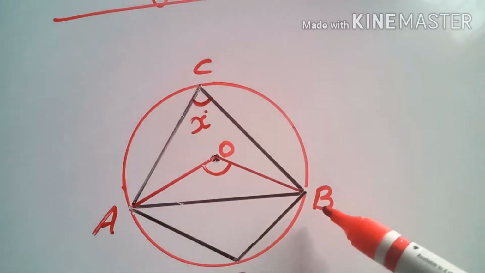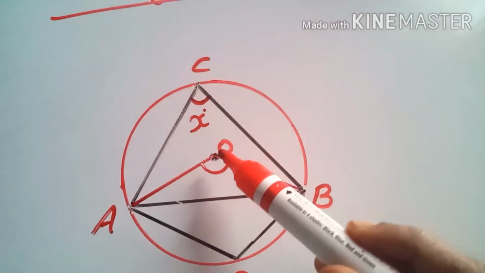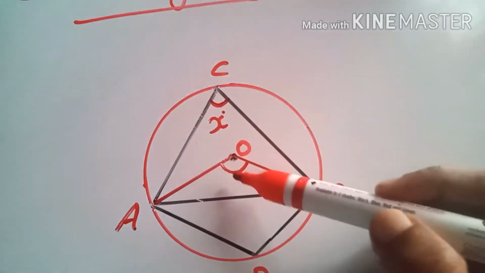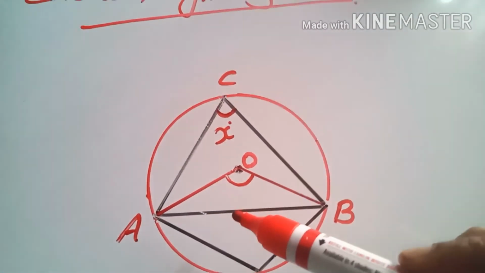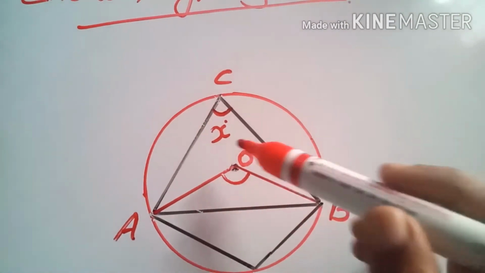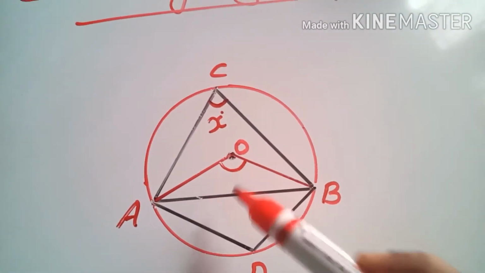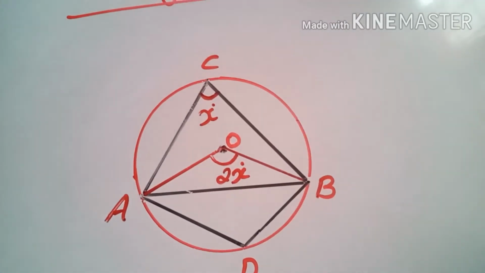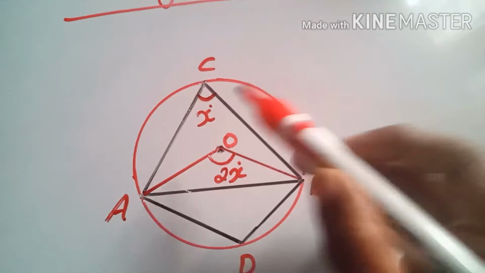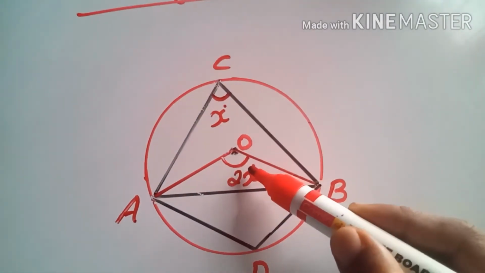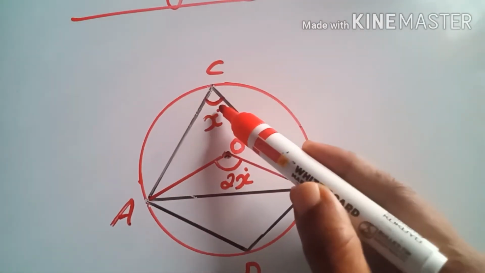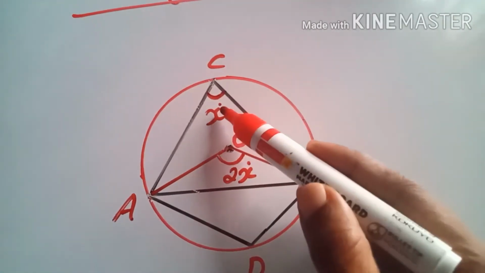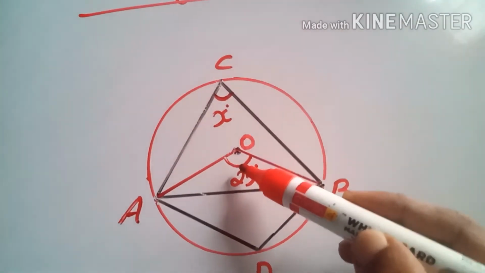The same endpoints of the chord can be joined to the center also, then we will get one angle. The relation between these two angles is a half and double relation. That means if this is x degree, this will be 2x degree. That means if this is 30 degree, this will be 30 into 2, that is 60 degree. If this is 70 degree, the central angle will be 140 degree. If this is 50 degree, the central angle will be 100 degree.